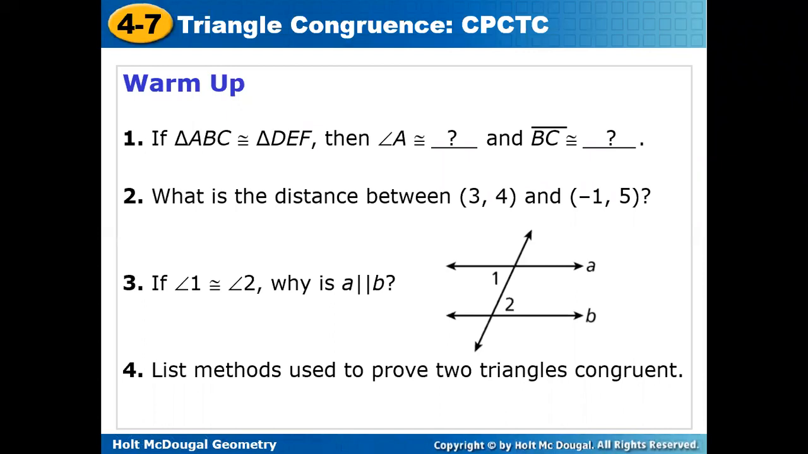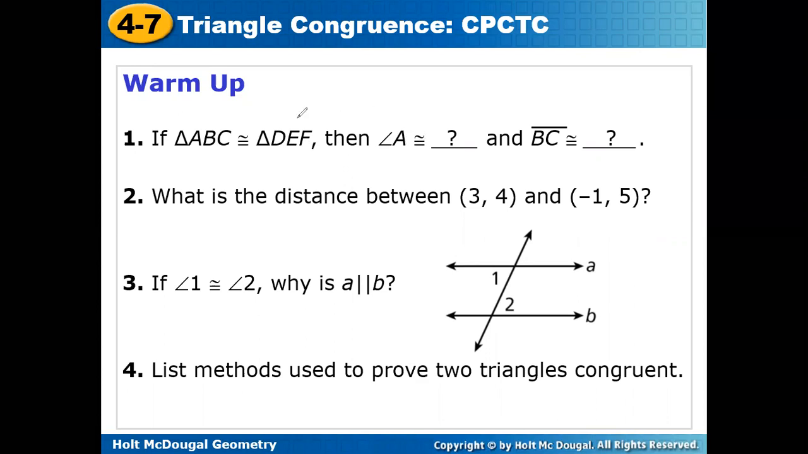Today we have lesson 7 in chapter 4, Triangle Congruence CPCTC. Before we start, we have 4 questions as a warming up. Number 1. If we have triangle ABC is congruent to triangle DEF, then angle A is congruent to which angle?